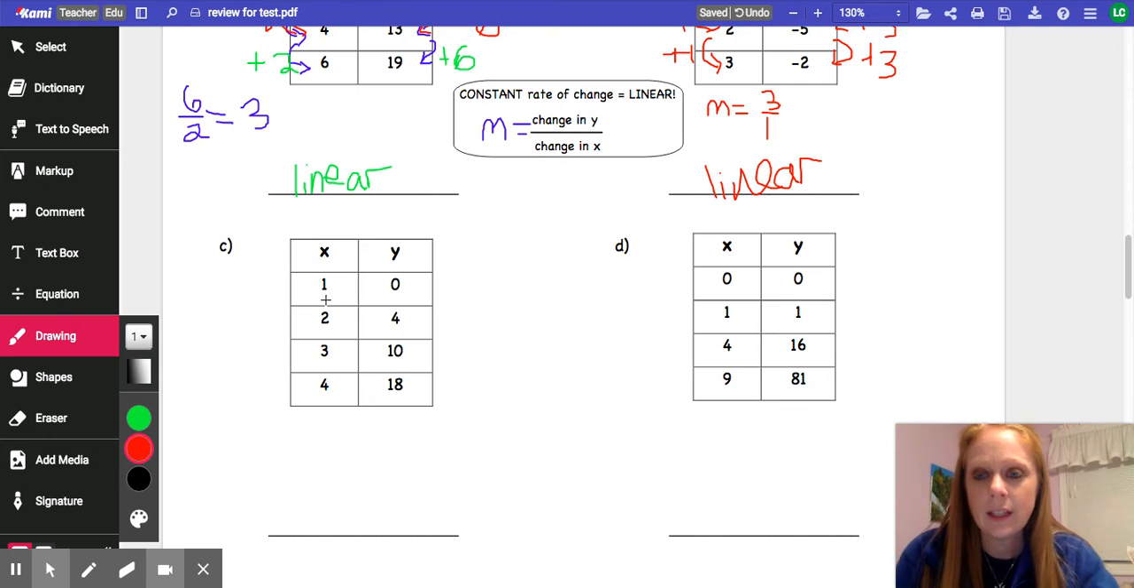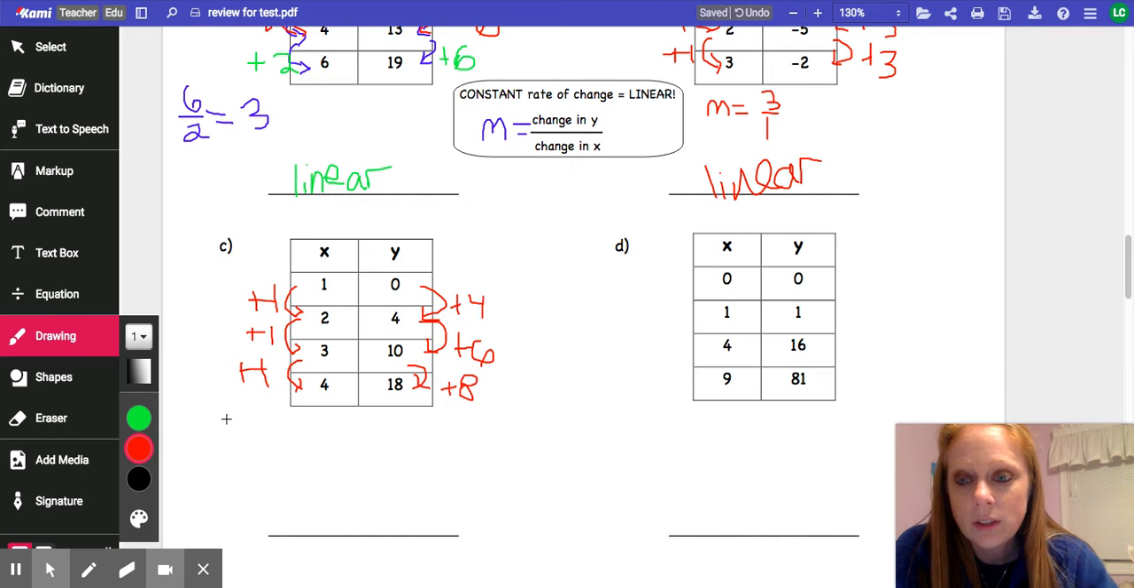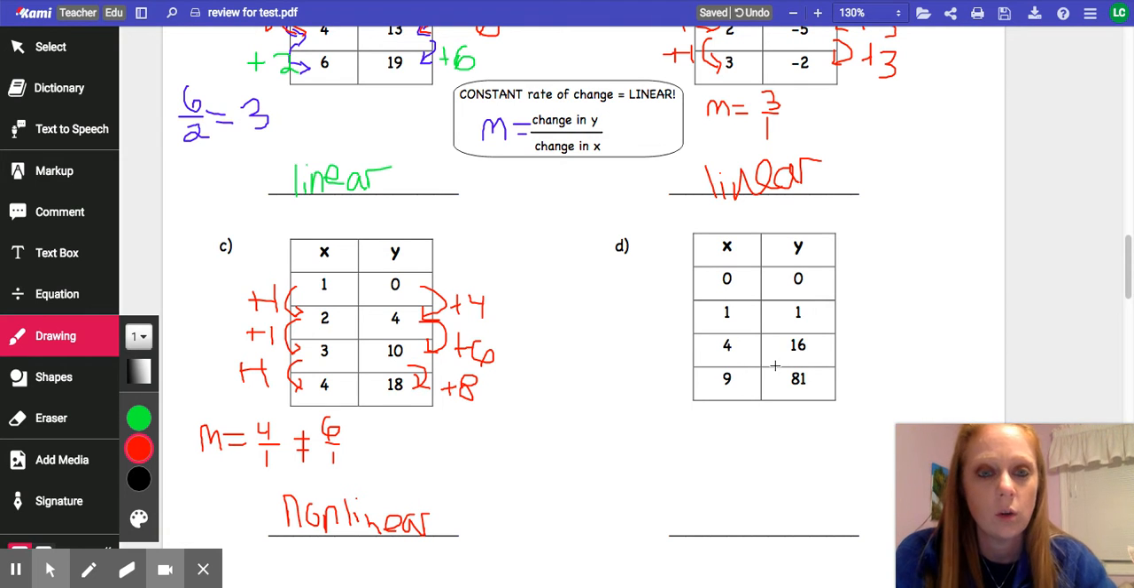All right, for C and D, my x's are going up by 1 every time. And my y's are going up by 4, then up by 6. 4 plus 6 is 10, and then up by 8. So we're seeing already my slope at the beginning of the table is 4 over 1. And then my slope here is 6 over 1. That does not equal. So right away, we saw that this is going to be nonlinear. It does not have a constant rate of change, also known as slope.